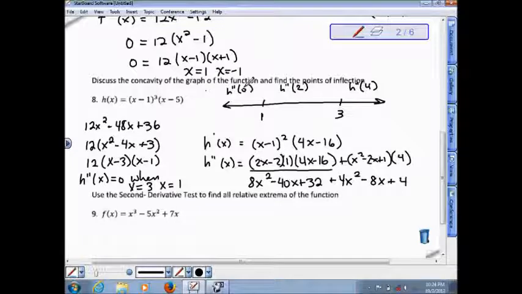So when we plug in a 0 to the second derivative of h, 0 minus 3 is negative, 0 minus 1 is negative, negative times a negative times 12 is positive. 2 minus 3 is negative, but 2 minus 1 is positive. Positive times a negative times 12 is negative, and then 4 minus 3 is positive, 4 minus 1 is positive. Positive times a positive times 12 is positive. We have a region now where we know the graph is going to be concave up here and here.